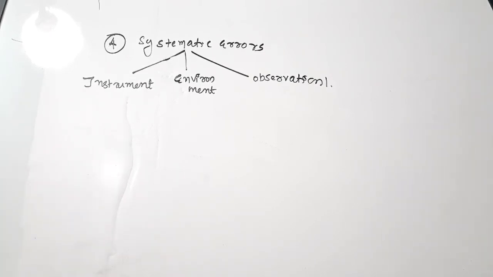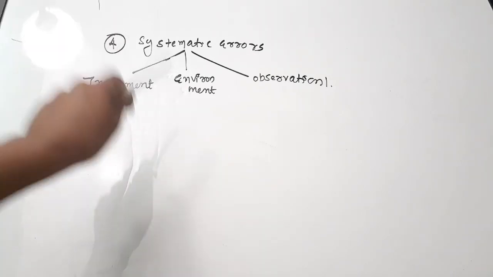It can be due to the misuse of the instrument, or due to some friction, or because the instrument is very old, or due to the wrong way of constructing the instrument. These are types of instrumental errors which come under the classification of systematic errors.